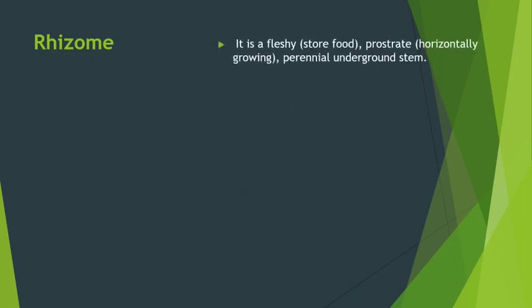Let us study about rhizome. Rhizome is a fleshy, prostrate, horizontally growing, perennial underground stem. Usually it has two functions: to store food and to help in vegetative propagation. Examples of rhizome are ginger and turmeric.